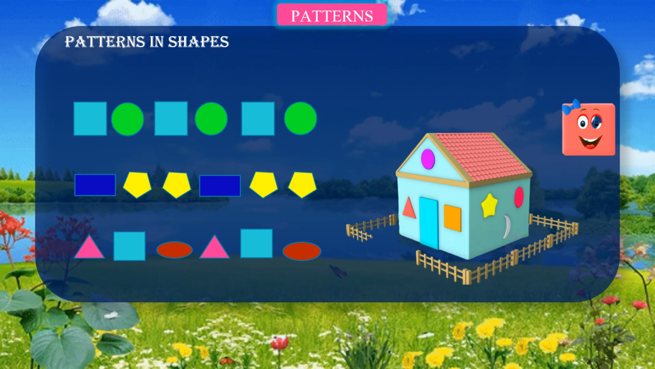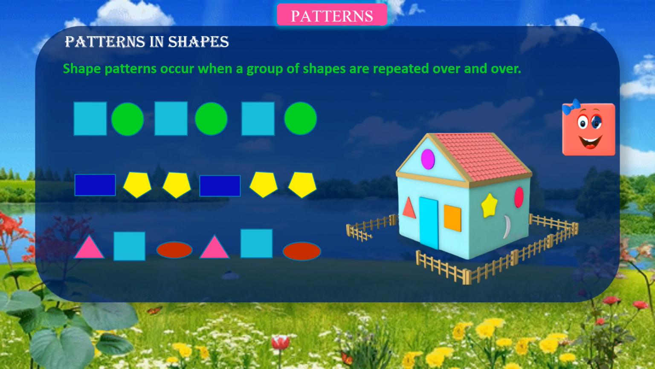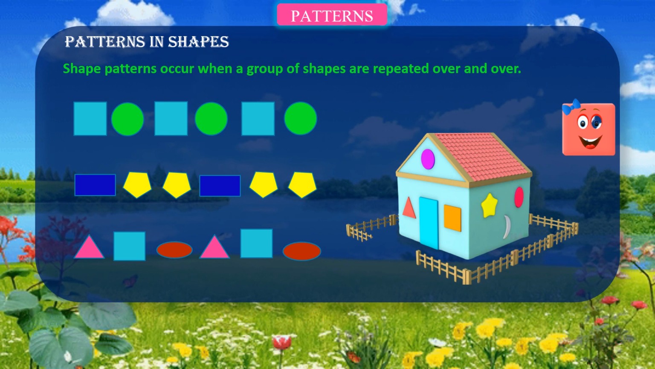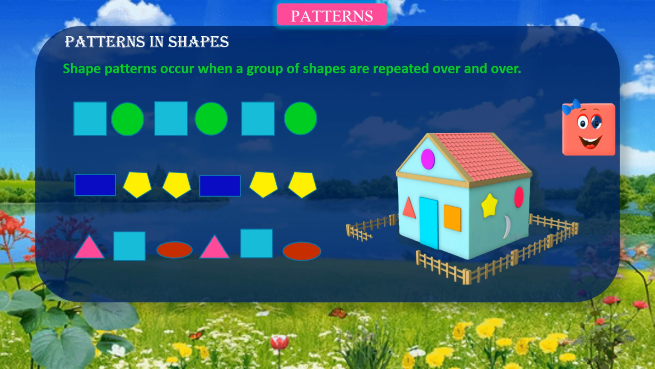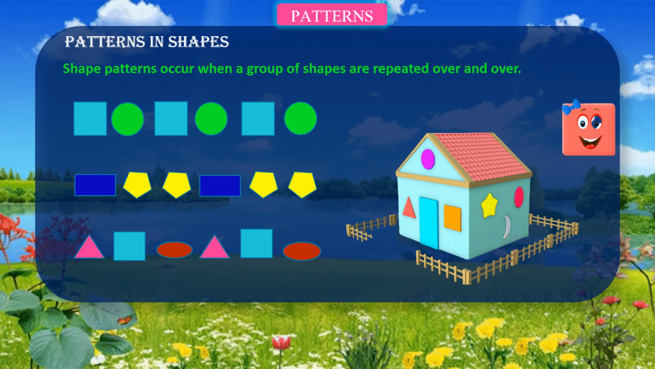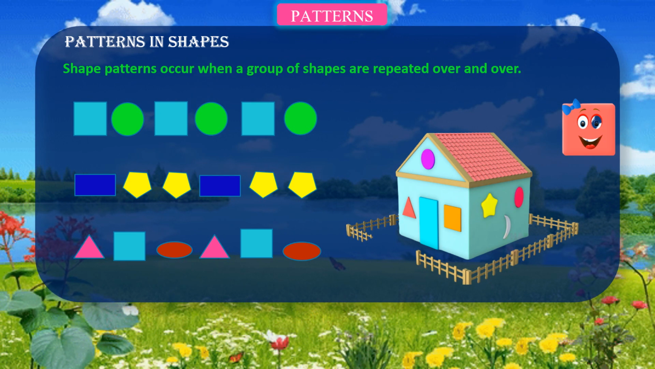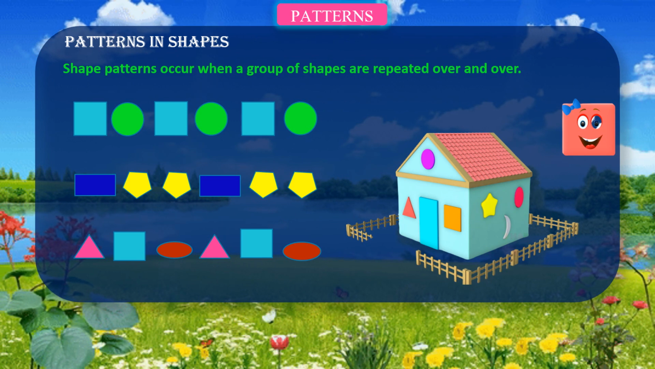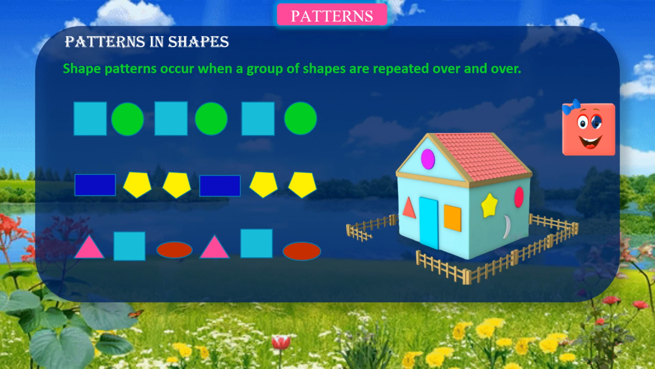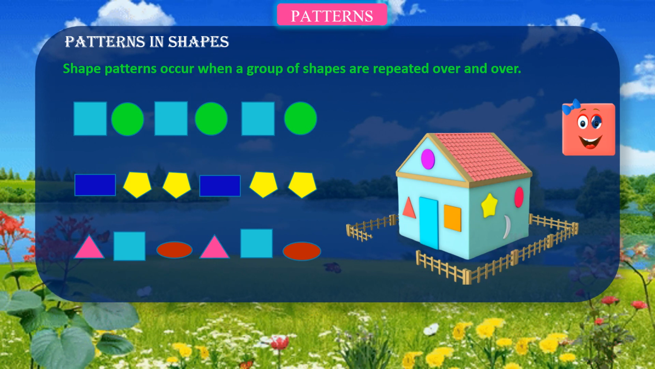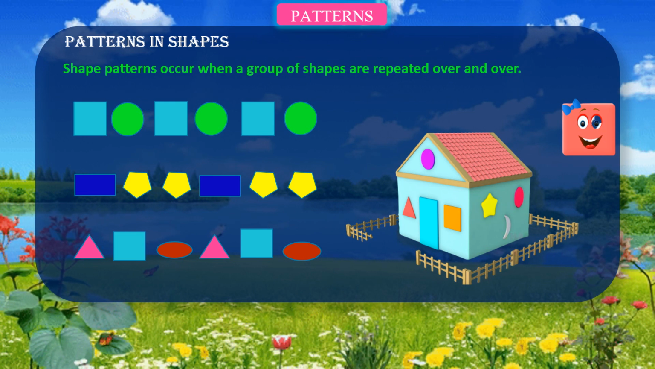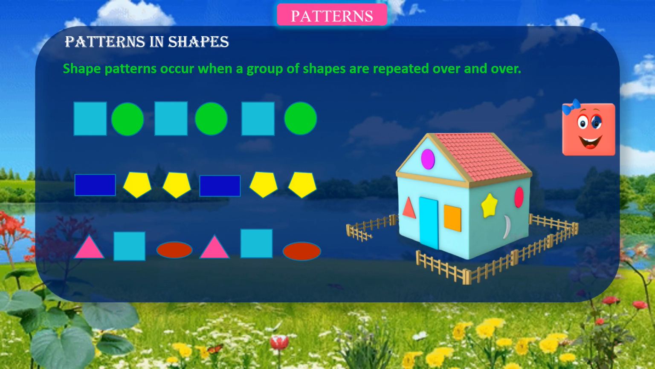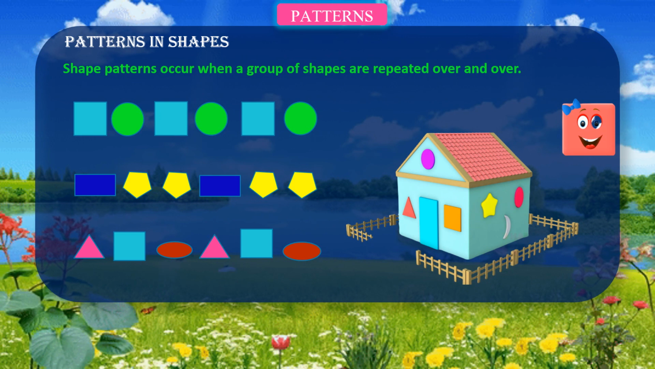Patterns in shapes. Shape patterns occur when a group of shapes are repeated over and over again. These patterns follow a certain sequence or order of shapes that is repeated at least 2 times as shown below. Shapes can be of any type: square, circle, rectangle, pentagon, triangle, star and oval.